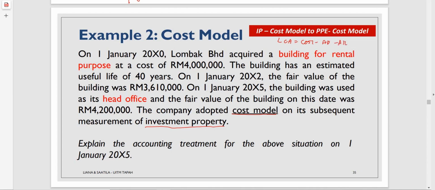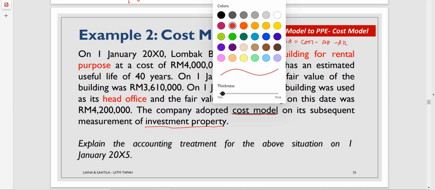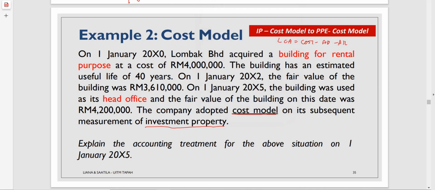So you have the information on a company called Lomba. The company has a date of acquisition of 1st of January 20x0, and the cost of the IP is 4 million, and that was an IP because it was stated here for rental purpose.